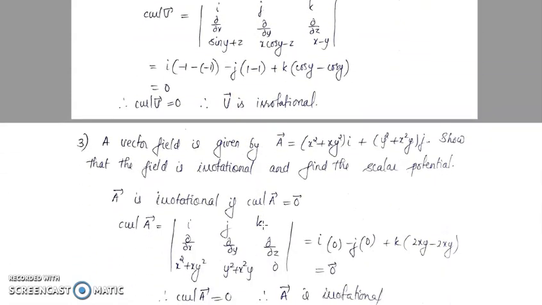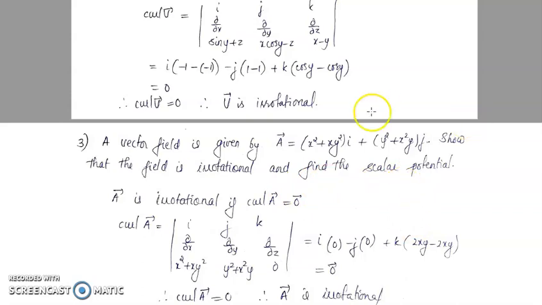And the next question is, the vector field is given by A equal to (x square plus xy square)i plus (y square plus x square y)j. So you need to show that the field is irrotational and you need to find the scalar potential.